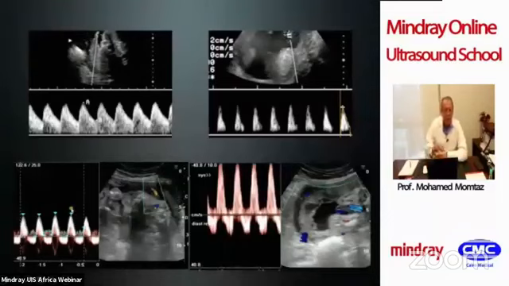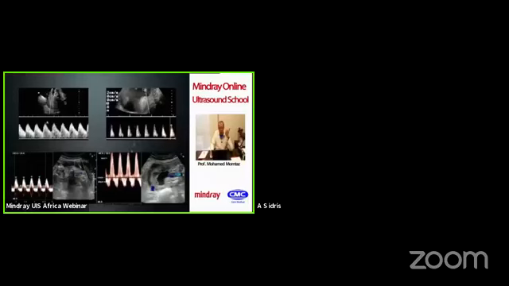More severe cases will have more resistance, and this will lead to more spasm in the vessels, even during diastole. So blood will pass only during systole, but during diastole, it will not only be absent, but will be reversed. Blood will go the other way around, so you will have a positive systole and a diastole on the opposite side.